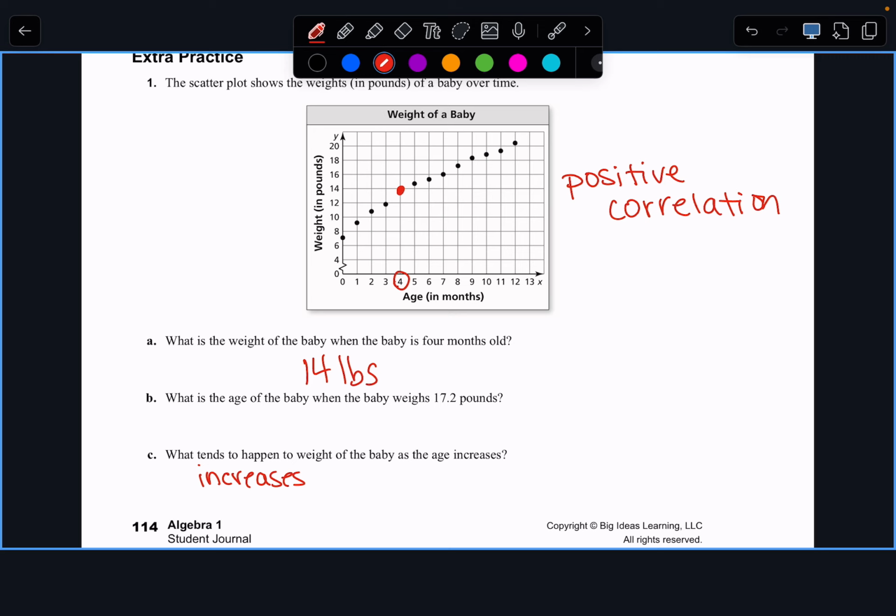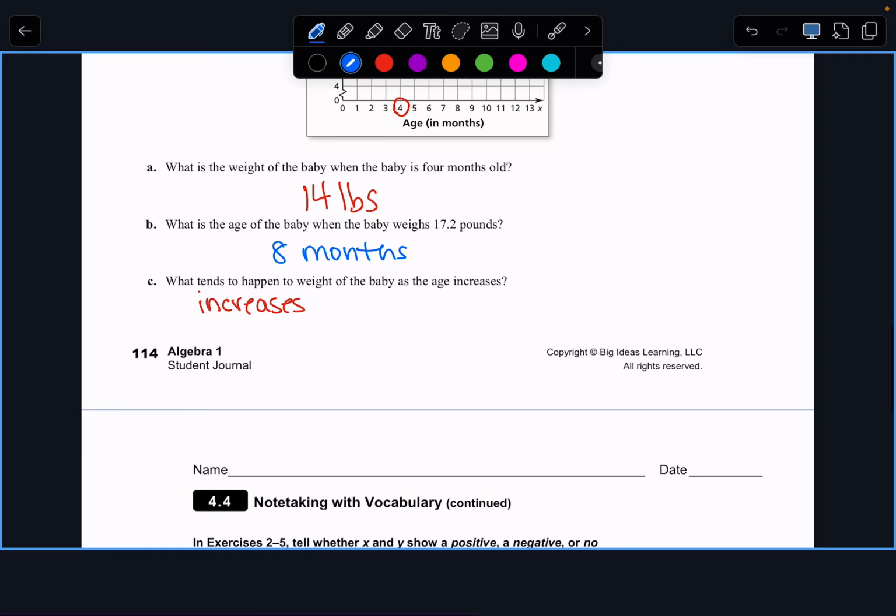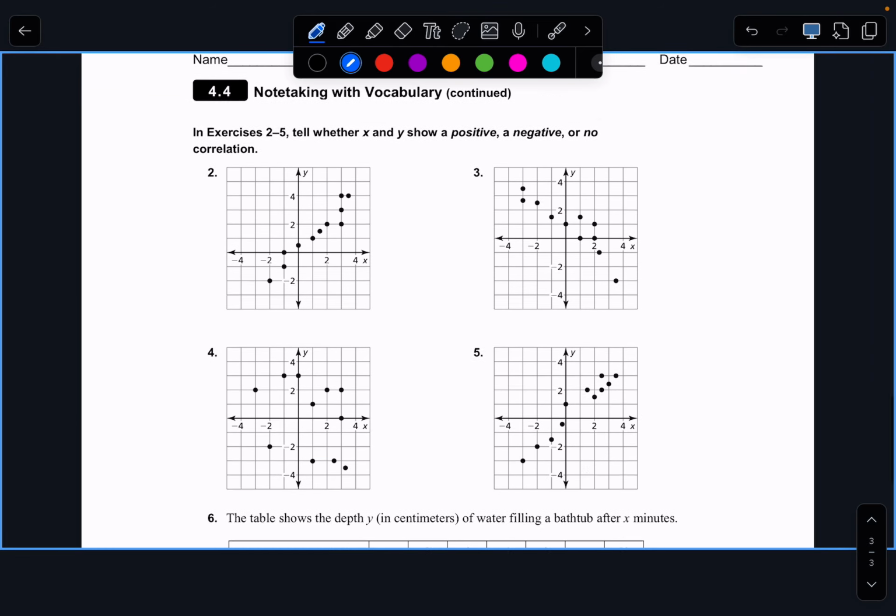Okay, now what is the age of the baby when the baby weighs 17.2 pounds? So here's 17.2, like right there, that blue dot. So we're talking about 8 months. Okay, cool. So you can read a graph, right? For the most part. Well, except for some points where it's not. Okay.